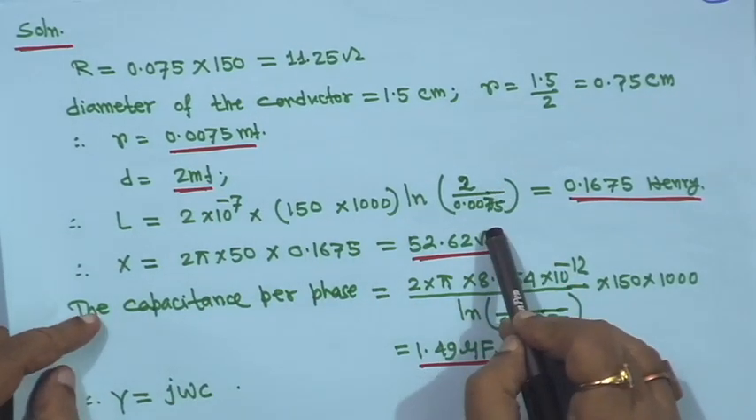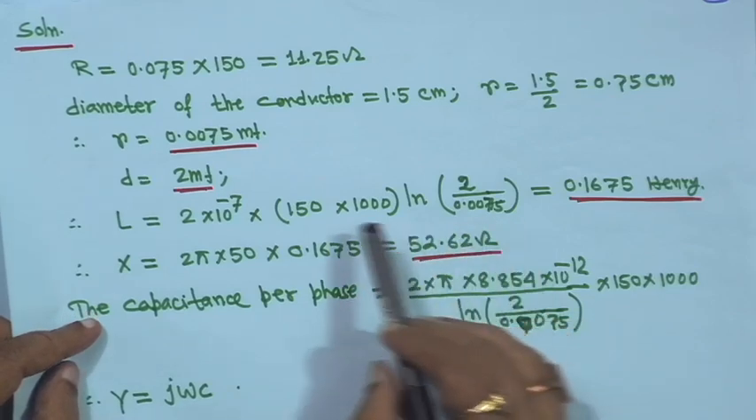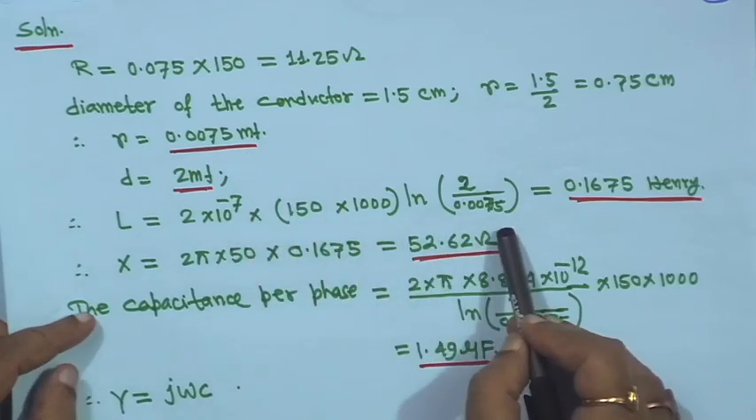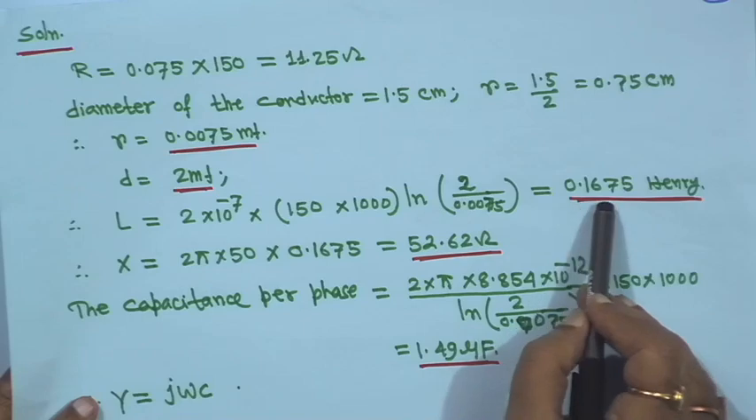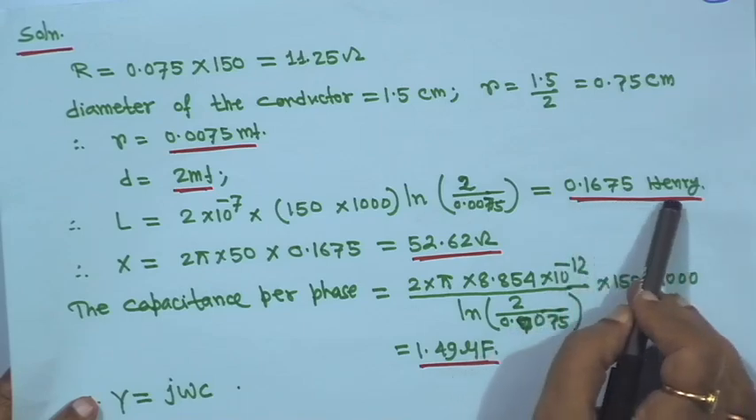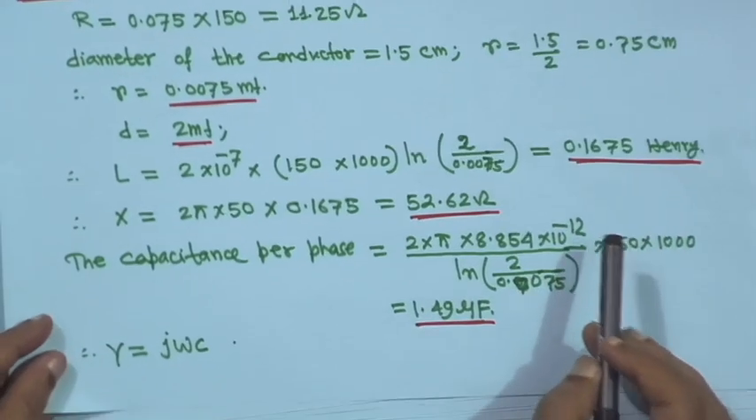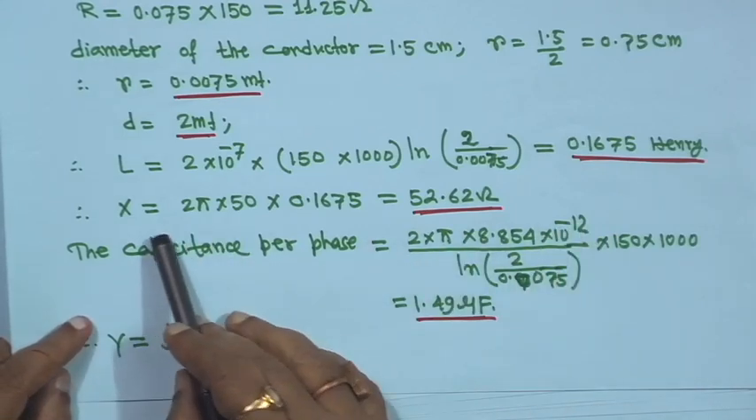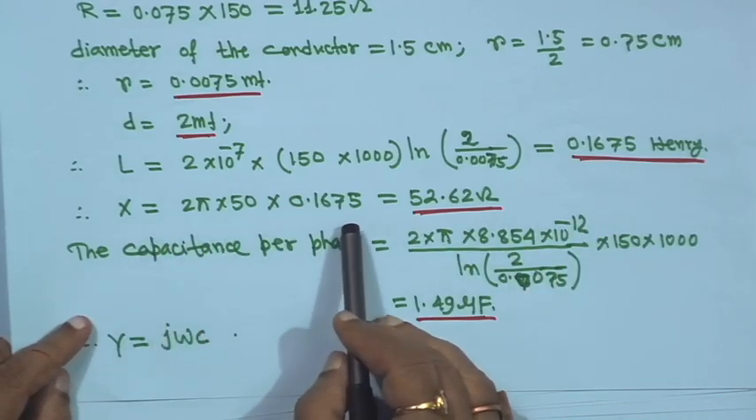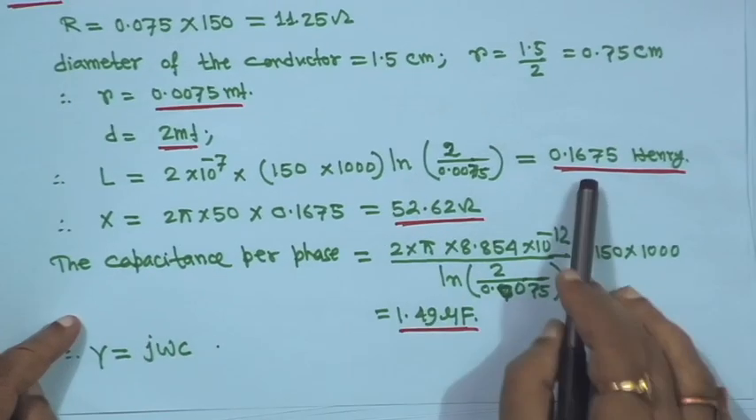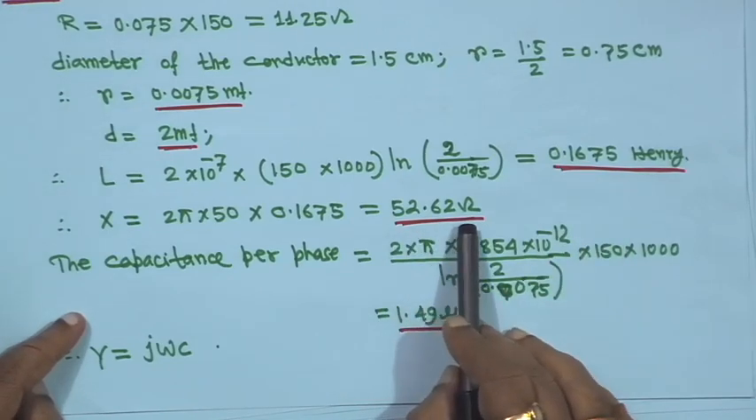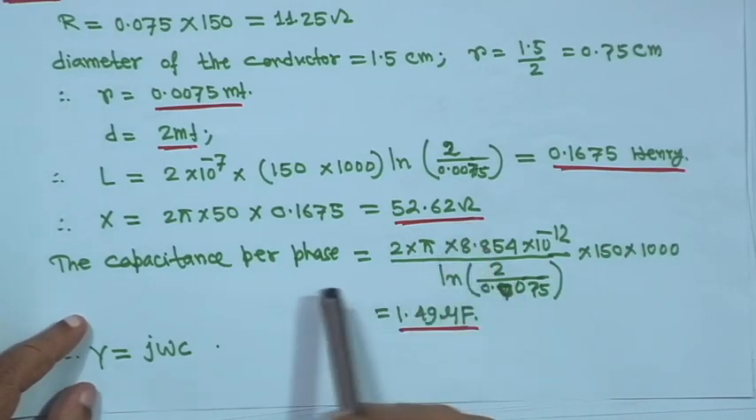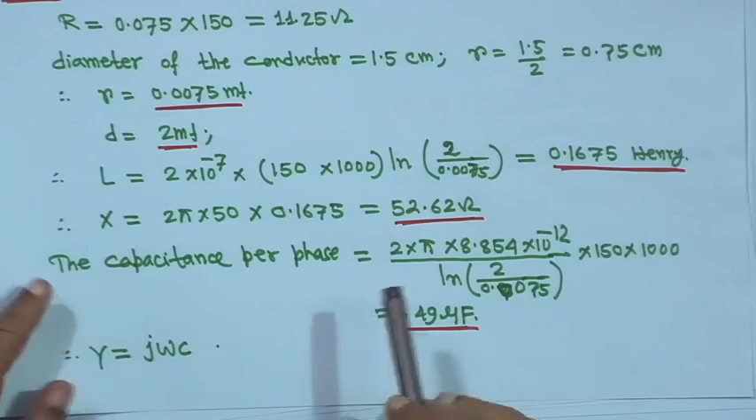So, d upon 0.0075, that is coming 0.1675 Henry. And this one, x is equal to 2 pi f into L, which is this much. So, 52.62 ohm. Similarly, it is a 150 kilometer line, a long line.